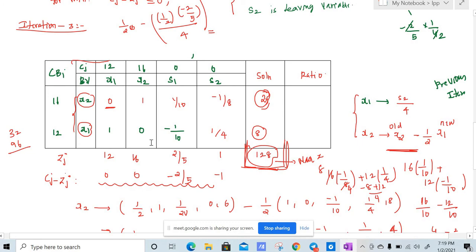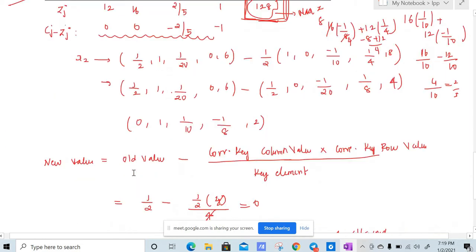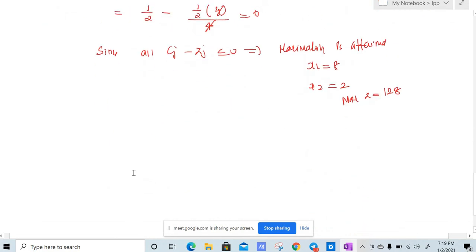Therefore this is our solution for this iteration, and you can see what are the variables that are inside. We have x1, x2 inside, and what is the value for x1? It is 8, and for x2 it is 20. Therefore x1 is 8, x2 is 20, and the maximum of z is 128, right? This is the simplex method.